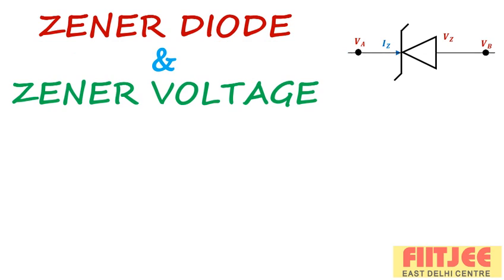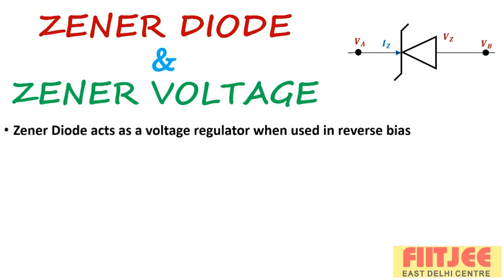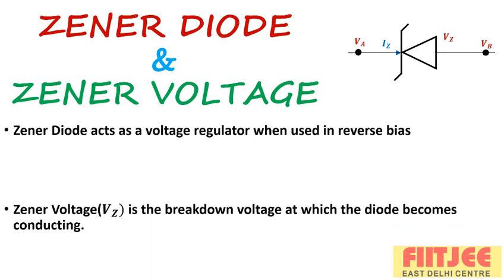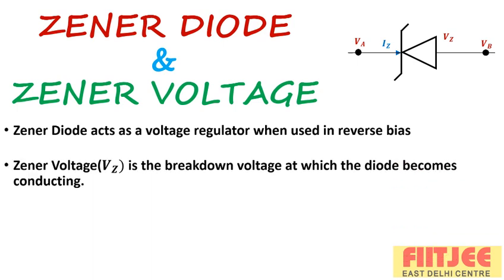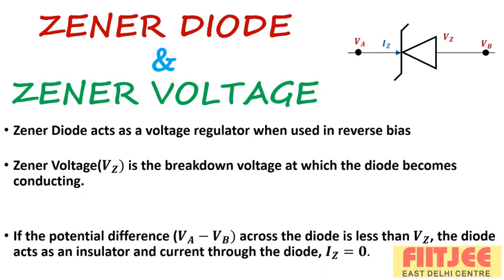Dear students, today we are discussing a most interesting topic of semiconductor devices, that is the Zener diode. On the right side you can see the symbol of the Zener diode, where IZ represents the Zener current, VZ represents the Zener voltage, and VA/VB represents the voltage across the Zener diode.